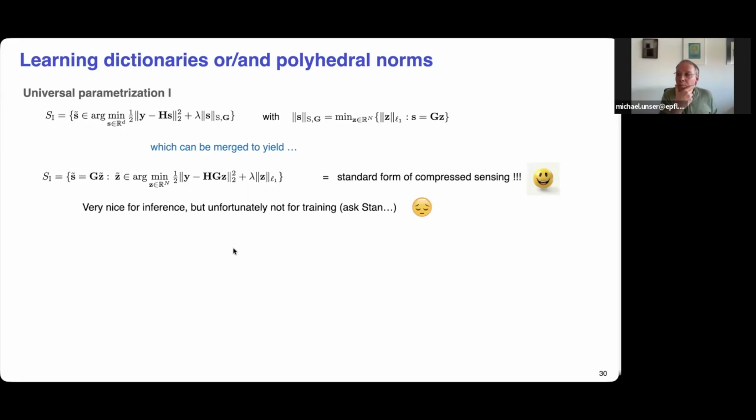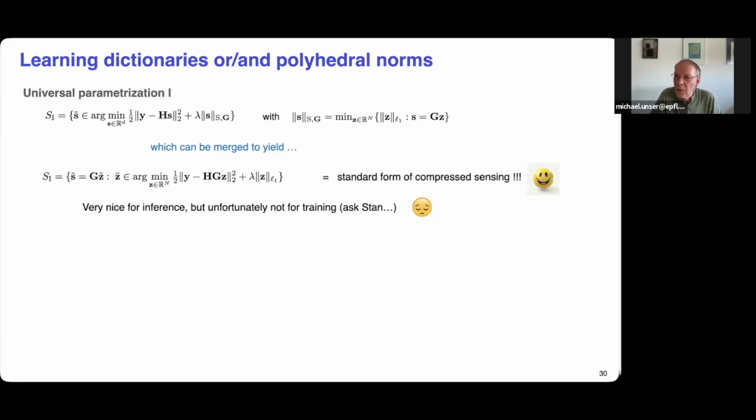Now there's a problem though. It's very easy if you know the dictionary, but it's actually very hard to learn the dictionary. And here Stan. Who is Stan? Stan is one of my PhD students, extremely good with machine learning, and he has been trying very hard to learn in that scenario, and it doesn't work well. And there's a reason, because in fact this thing has a huge null space, so it's very badly ill-posed, and it's very hard to learn.